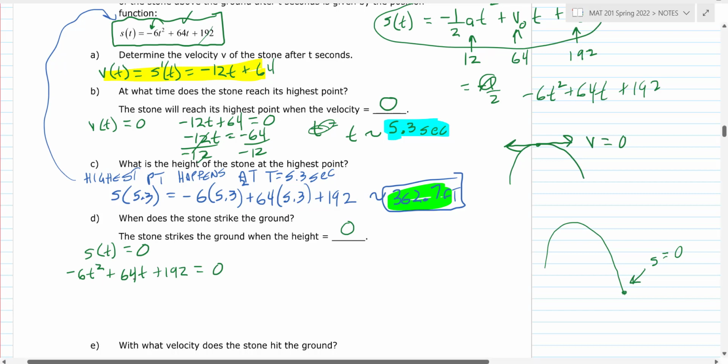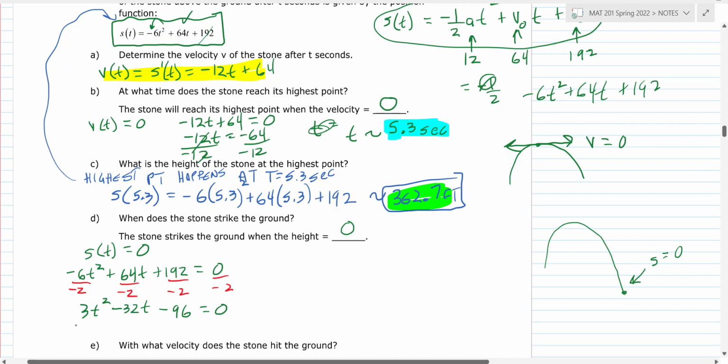Or what I like to do, if I can divide everything by a number, is get rid of the common factor. So I'm just going to divide by negative 2. I'm going to divide by a negative, but you don't have to. You don't even have to do this. If I do this, I get the quadratic equation 3t squared minus 32t minus 96 is equal to 0.